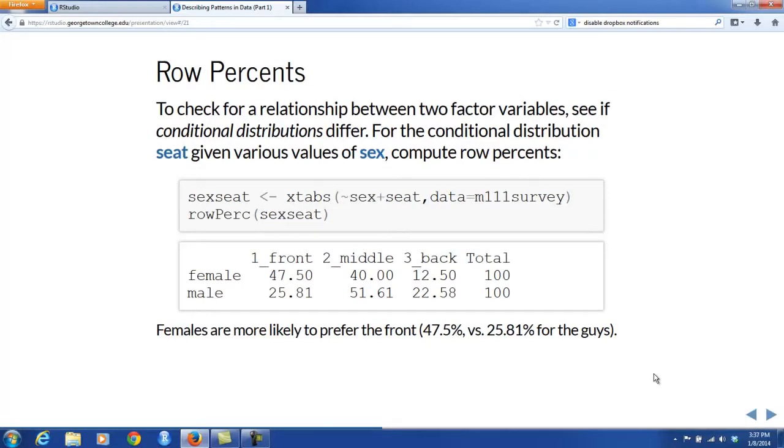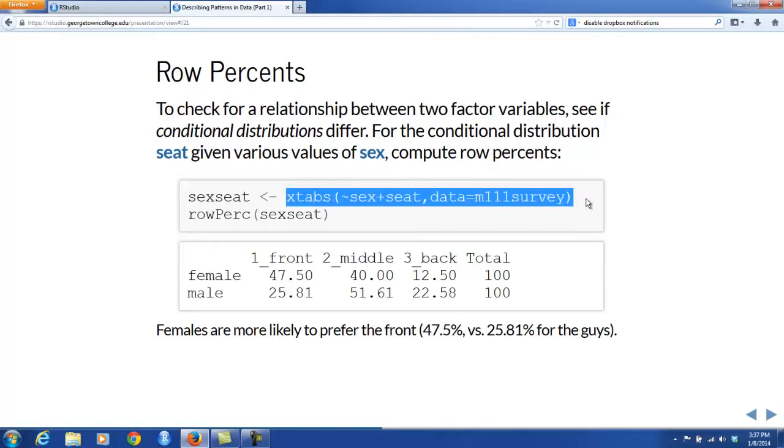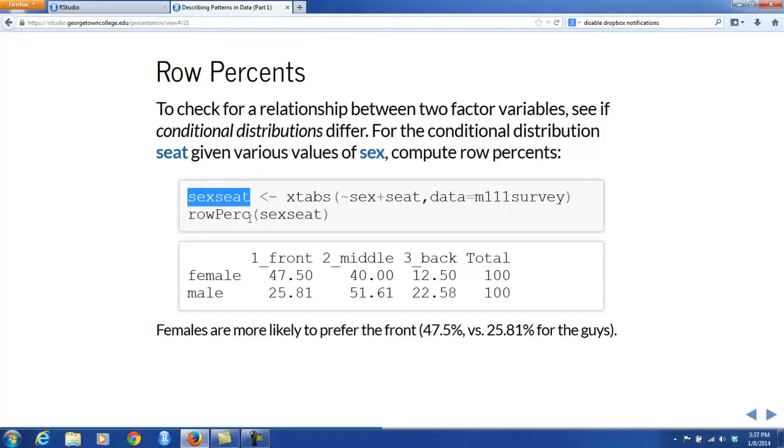So what we're going for is something that's called conditional distributions. There are 2 conditional distributions in this study. There's the distribution of seat given that sex is female, and there is the distribution of seat given that sex is male. The way that we get these conditional distributions is we produce the cross table, the original cross table, but for convenience, let's go ahead and just store it in an object.